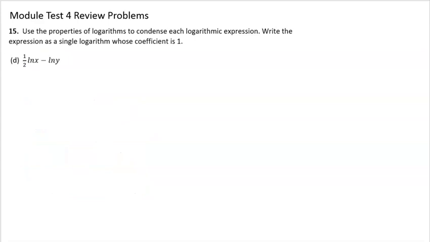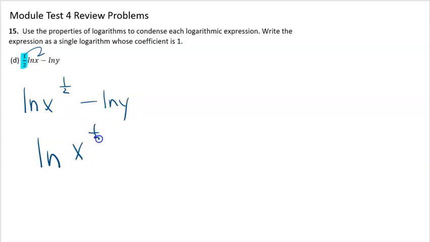Here we go again, right? I have a coefficient in front of my logarithm, which is an exponent. So I'm going to take that up there as an exponent. That's the natural log of x to the 1/2 minus the natural log of y. We know minus means divide. So I write this as one logarithm. You don't divide two separate logarithms. It's a single logarithm. And what you're dividing is the arguments inside.